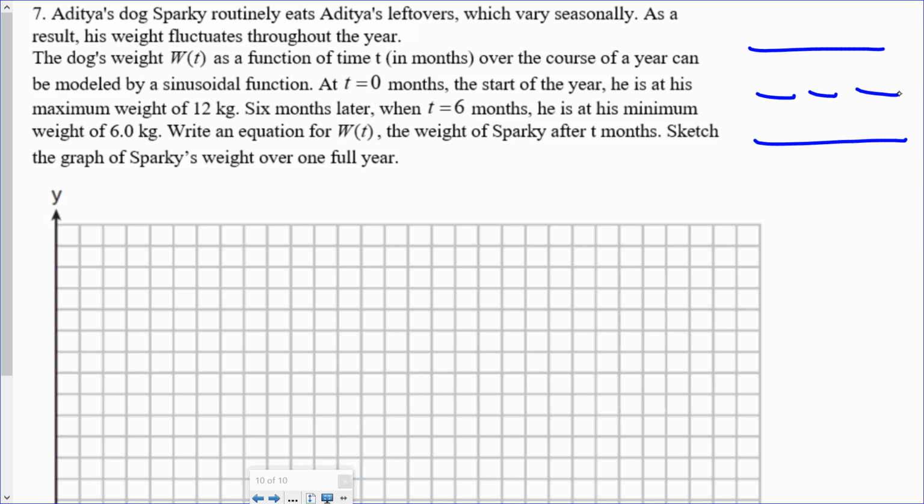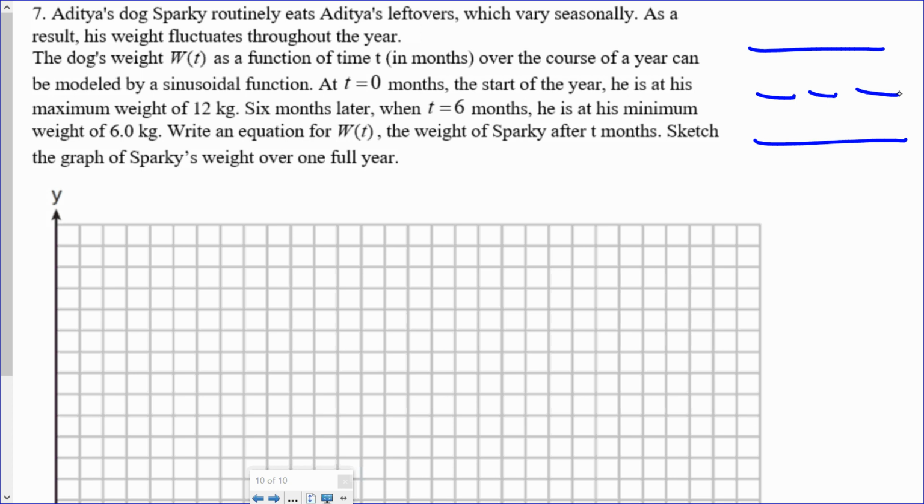Aditya's dog Sparky routinely eats Aditya's leftovers, which vary seasonally. I don't know if you guys let your dog eat your food. I do not let Milo eat his food. He's not down here. As a result, his weight fluctuates throughout the year.